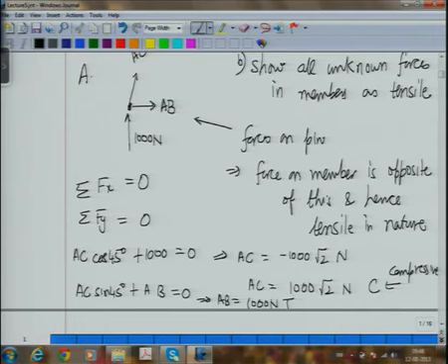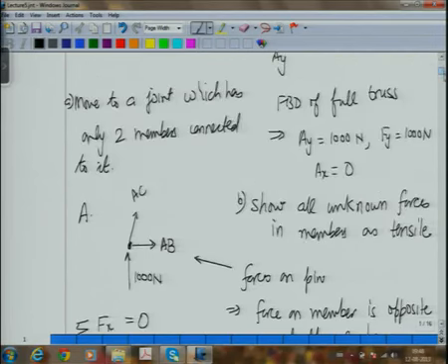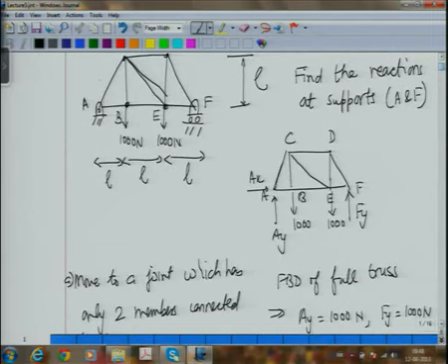AB turns out to be minus AC sin 45. Now AC itself is minus 1000 root 2, so therefore that becomes 1000 Newton. It's positive, so therefore it becomes tensile. So this way I have solved this truss. When I started with this, I have solved for members AB and AC.